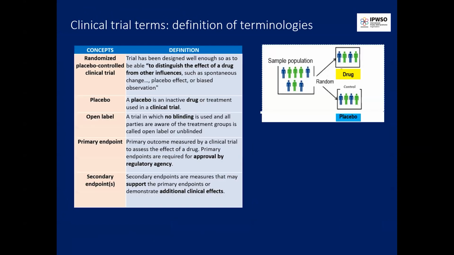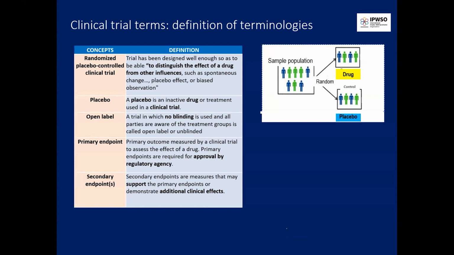So here on this slide, I would like to spend a little bit of time explaining some important concepts that are used in clinical trials. So the first one is randomized placebo-controlled clinical trial. So this is really the gold standard of clinical trial. This is a trial that has been designed well enough so as to be able to distinguish the effect of the drug from other influences, such as the placebo effect.